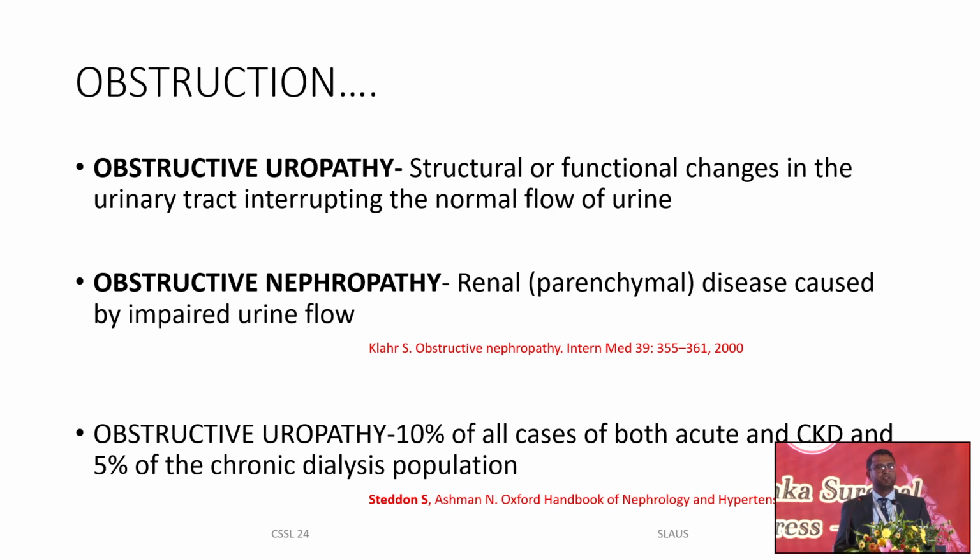A bit of terminology: obstructive uropathy is a blockage of the urinary flow, whether structural or functional, and the renal parenchymal disease caused by obstruction is called nephropathy. Obstructive uropathy is responsible for more than 10% of patients who have acute or chronic kidney disease, and 2% of patients who end up on chronic hemodialysis.